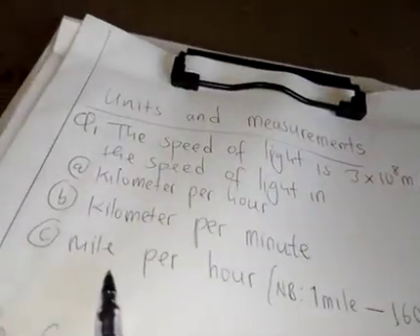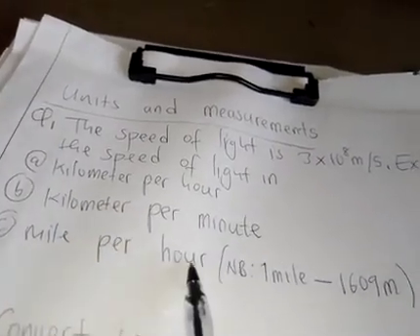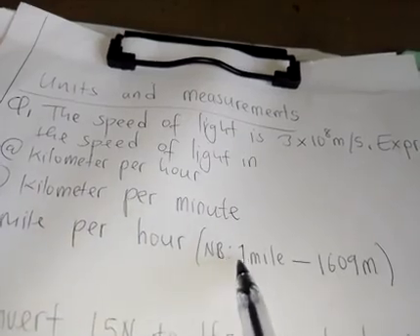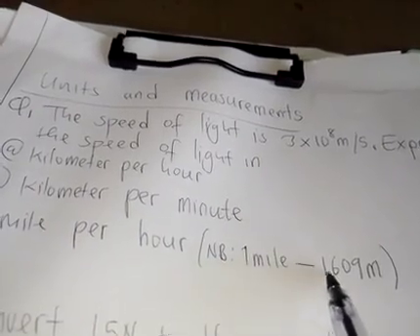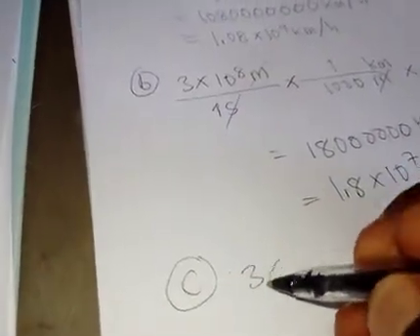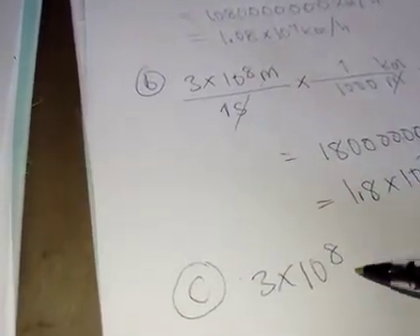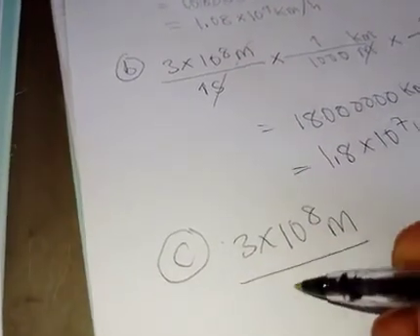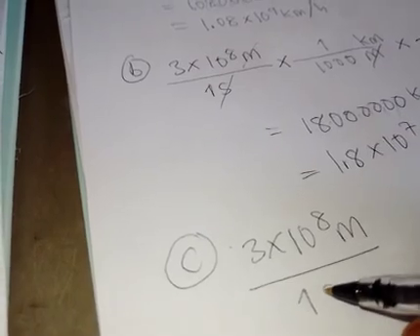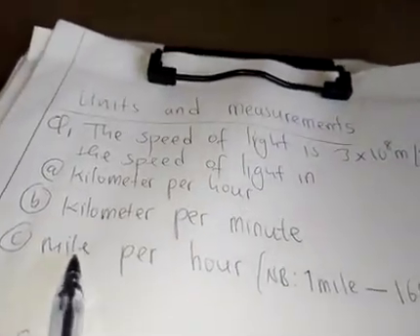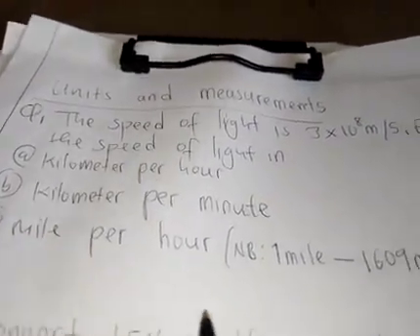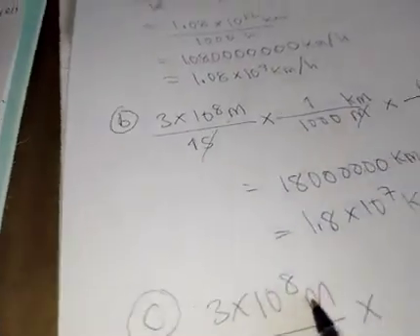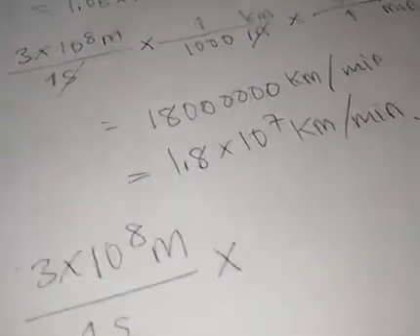Then you see, we should convert from meters per second to mile per hour. Mile per hour. You have been given that 1 mile is 1609 meters. So we'll start with what you have been given: 3 times 10 to the power 8 meters over 1 second. Then multiply by, so let's get back to that. It should be in mile per hour, meaning that the meters should be converted to miles and the seconds to hours.